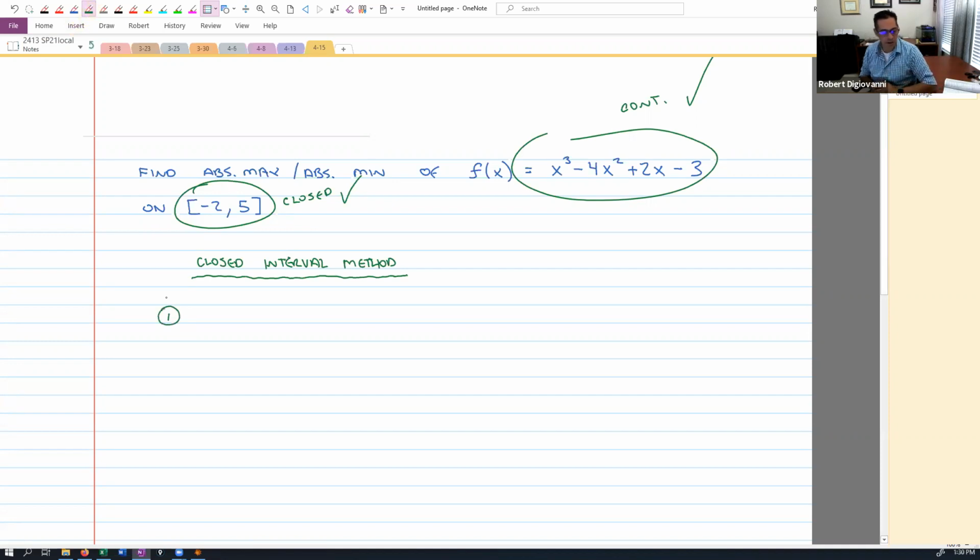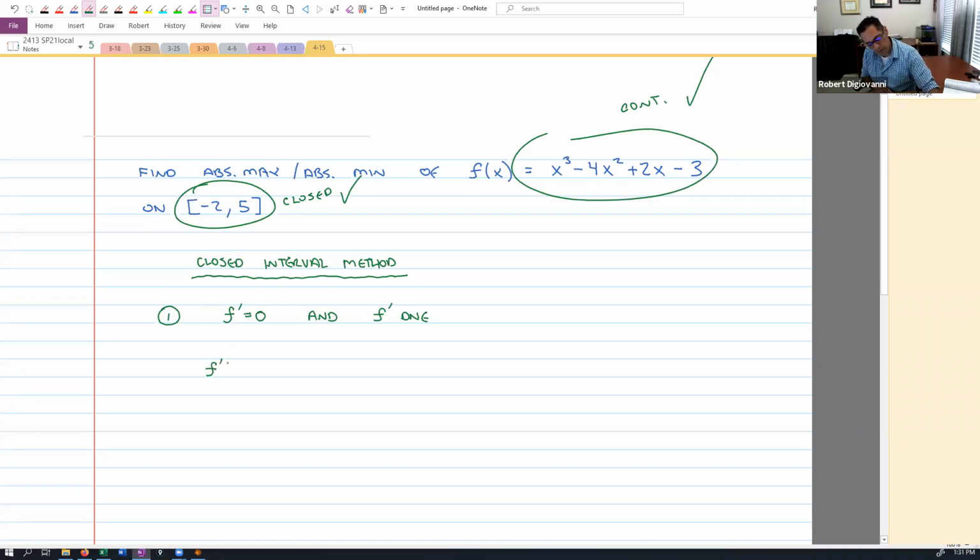Okay, so here we go. So we've got this first step, critical numbers. So we find the critical numbers. What we need to do is figure out where the derivative is 0. And we need to figure out where the derivative does not exist.